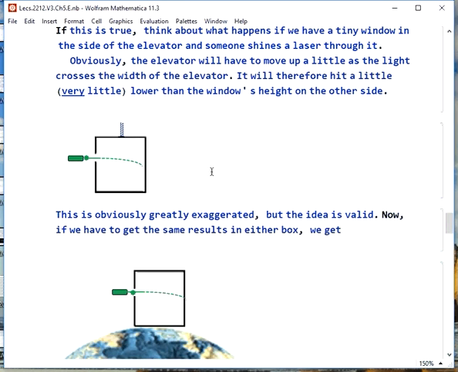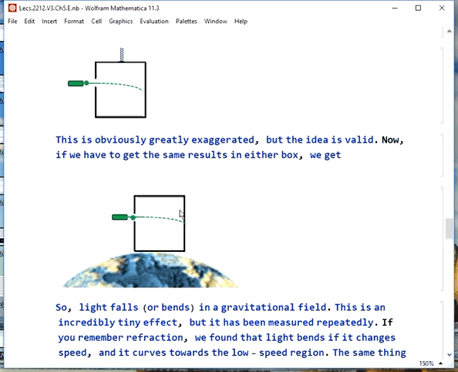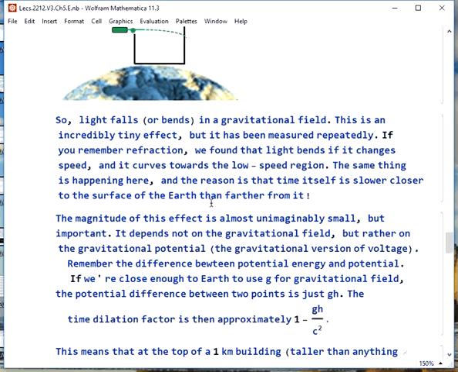If that's true for the elevator, it's got to be true for the Earth. What this means is light falls, or we could say it bends, in a gravitational field. This is a super tiny effect, but it's been measured many times. Now, if you remember refraction, we found that light bends when it changes speed, and it curves towards the low speed region. The same thing happens here, and the reason is that time itself is moving slower closer to the surface of the Earth than far away from it.